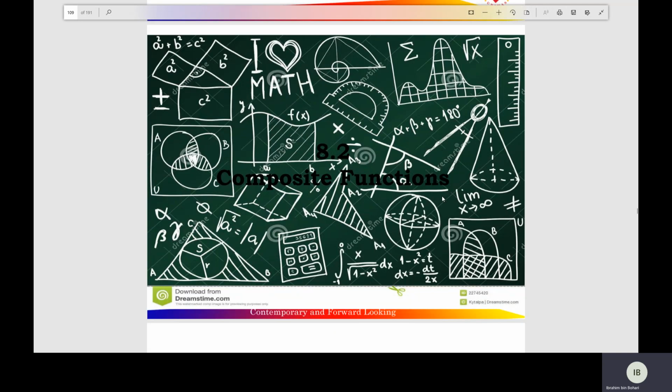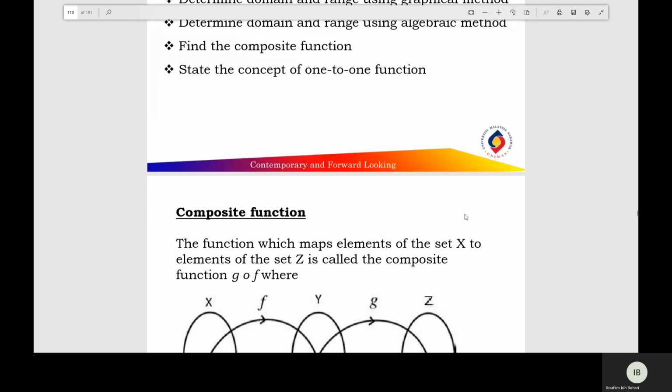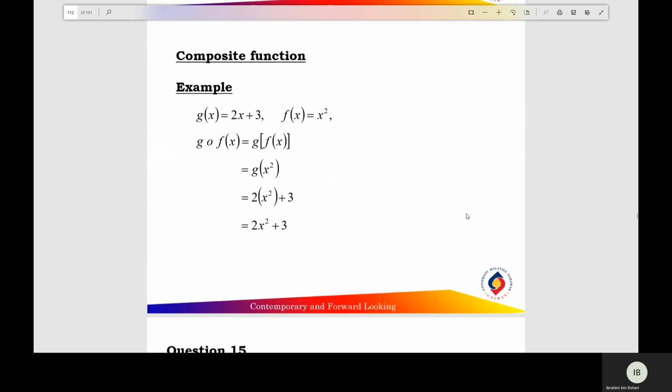Okay, topic 2, composite function. Here is an example of the composite function. g(x) equals 2x plus 3, and f(x) equals x squared. So you find the composite f of g of x, and the answer is 2x squared plus 3.